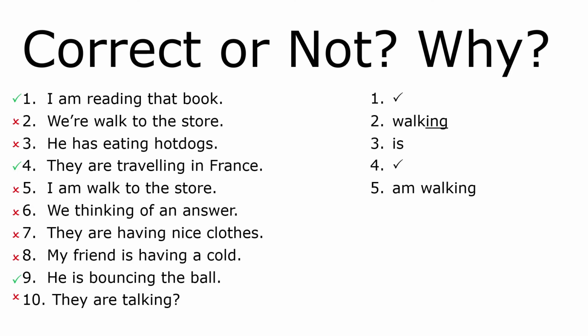Number 6, we thinking of an answer. I have forgotten the auxiliary verb there. We are thinking of an answer. Number 7, they are having nice clothes. Nope, they have nice clothes. Number 8, my friend is having a cold. It doesn't work. It's not something that we do. It's just the way something is. My friend has a cold.